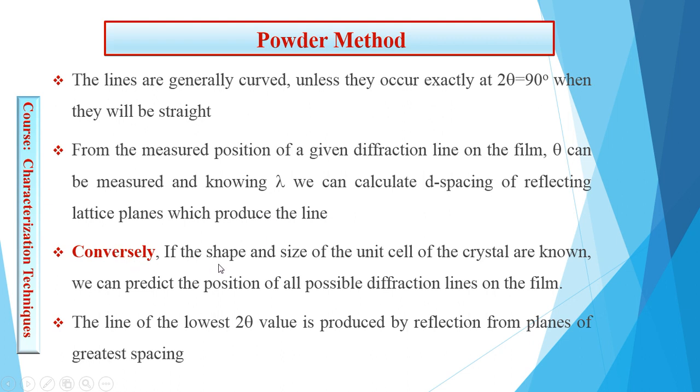Conversely, if the shape and the size of the unit cell of the crystal are known before the investigation, we can predict the position of all possible diffraction lines on the film. The line of the lowest 2 theta value is produced by the reflection from the planes of the greatest spacing.